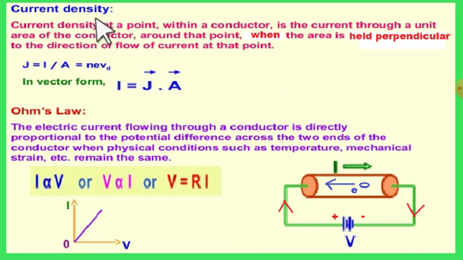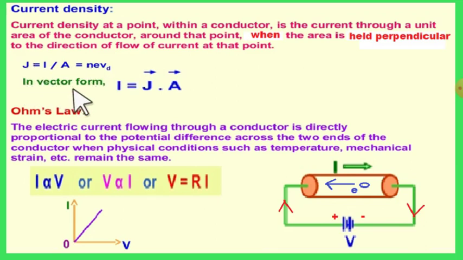Now let's see about the current density. Current density is nothing but the amount of the current crossing per unit cross-sectional area of the conductor. We call it current density. Rather, current divided by cross-sectional area, you can call it current density. And we know that I is equal to NEAVD. So if you divide that A with this denominator A, then you will get only nevD. This is the scalar form.